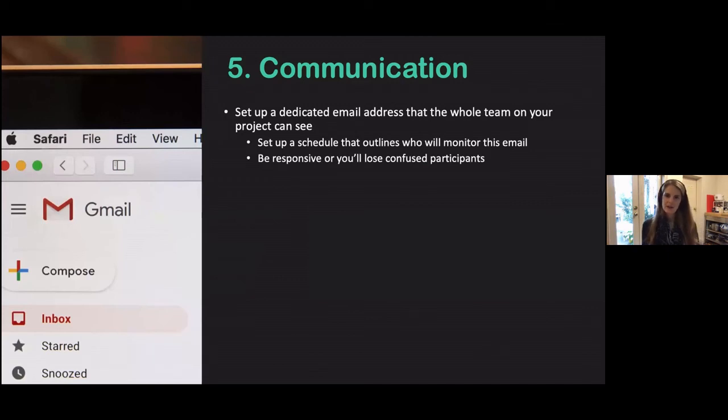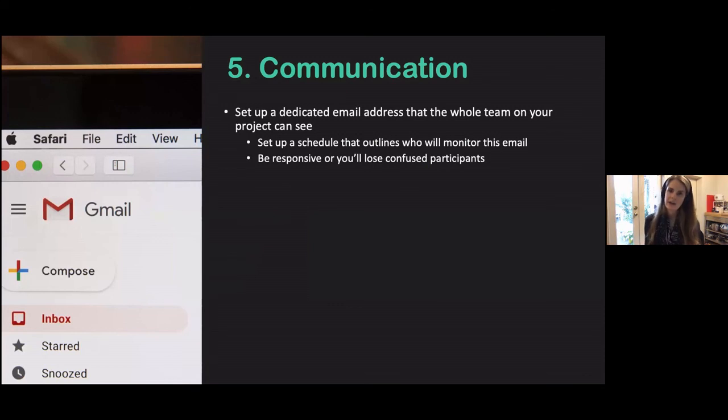So that segues me into communication, which is the last thing to think about with logistics. You will get a lot of emails while these studies are running, and so it's really important to have that under control. So like I said before, we set up a dedicated email address that the whole team on the project can see.